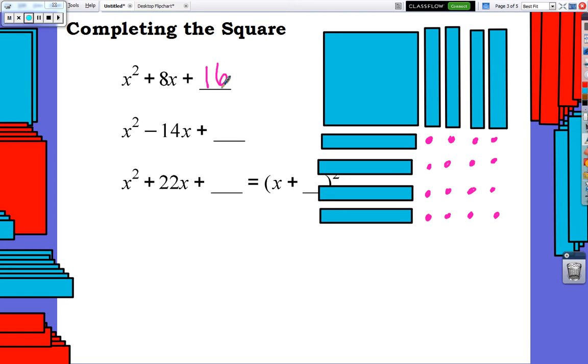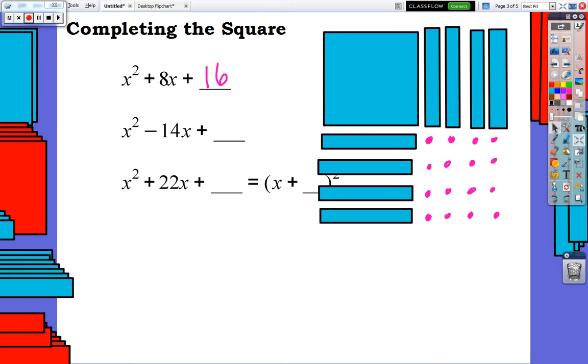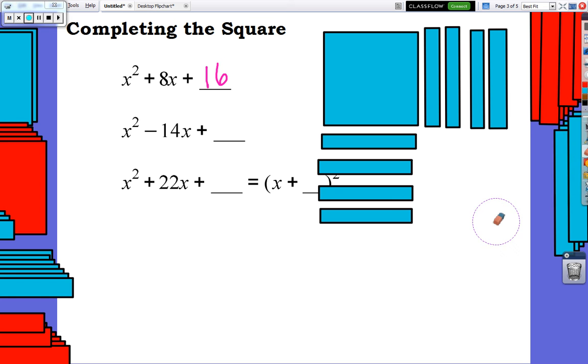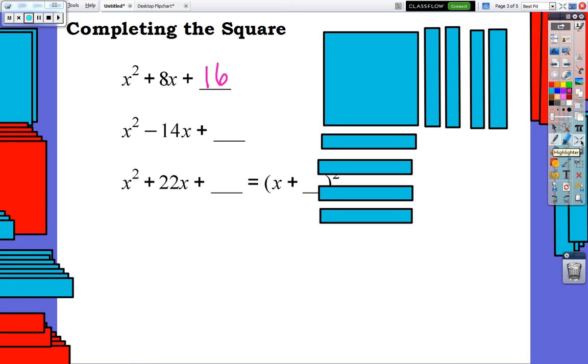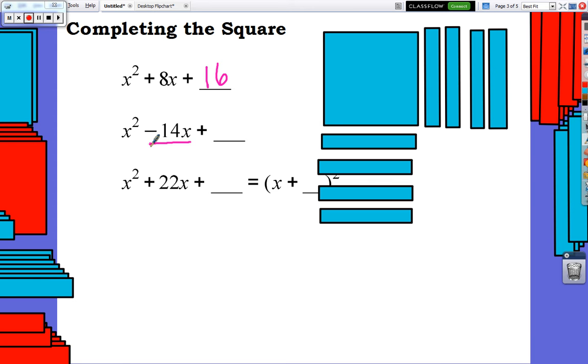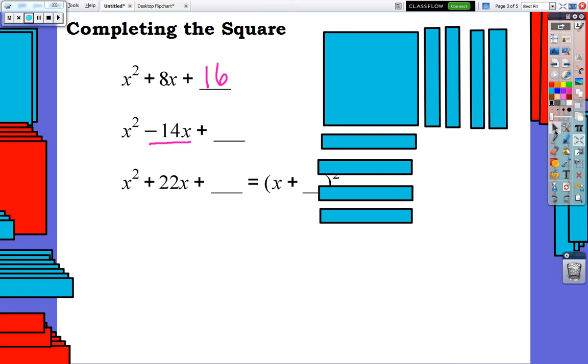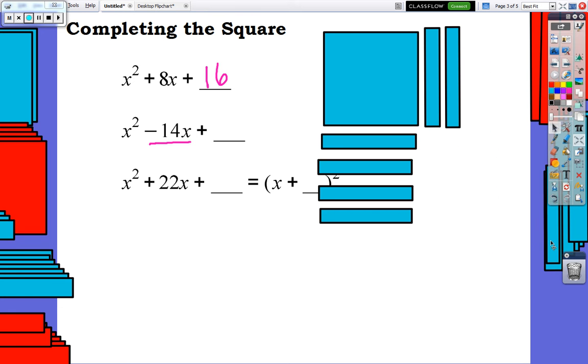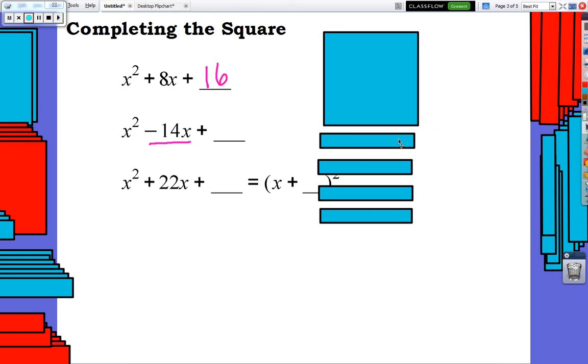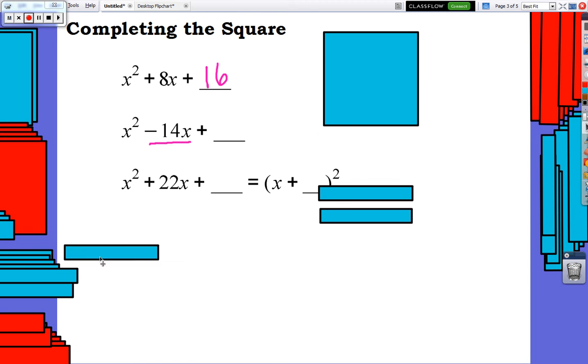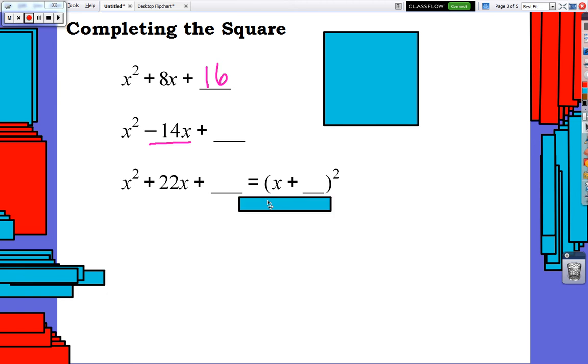Okay, we're going to do something similar for x squared minus 14x plus something. So first things first, we need to get red pieces. You could be asking me, why do I need the red pieces? Well, that's because our x is a negative number. So I need 14 red x's. So let's go ahead and get our blue pieces out of the way. Let's look at some red pieces.